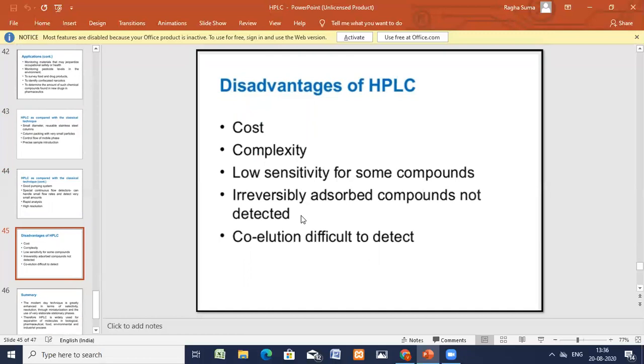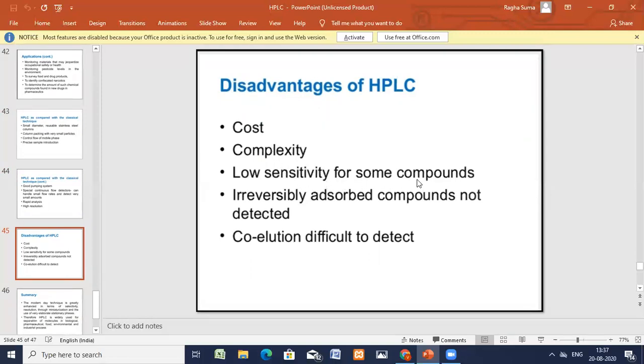Now we'll see the disadvantages of HPLC. The cost is expensive, so that is a disadvantage for us. It is complex, though it is fast and more perfect. Resolution is more, sensitivity is more, it is high speed, but the complexity is also more. That is a disadvantage. The cost is also high.